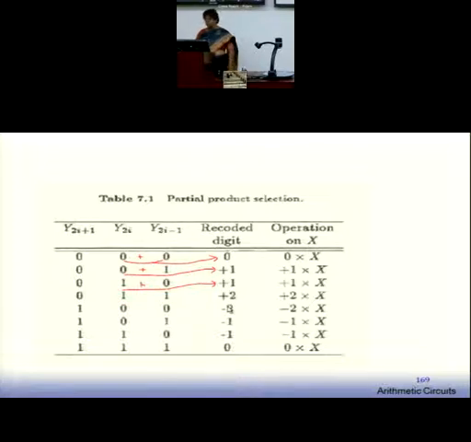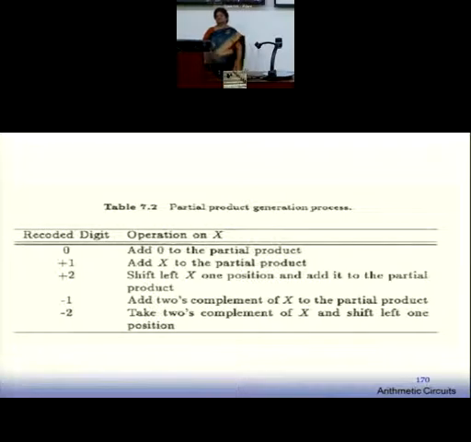+1, again simply add the multiplicand. -2, what does it mean by -2? Shift and complement. Minus, it's a negative number. Shift and take 2's complement. -2 first takes 2's complement and then shift. Take 2's complement because you have to get its negative number, and then multiply it by 2. So then you shift. +2 means simply shift. -1 is simply invert the number. Take 2's complement.